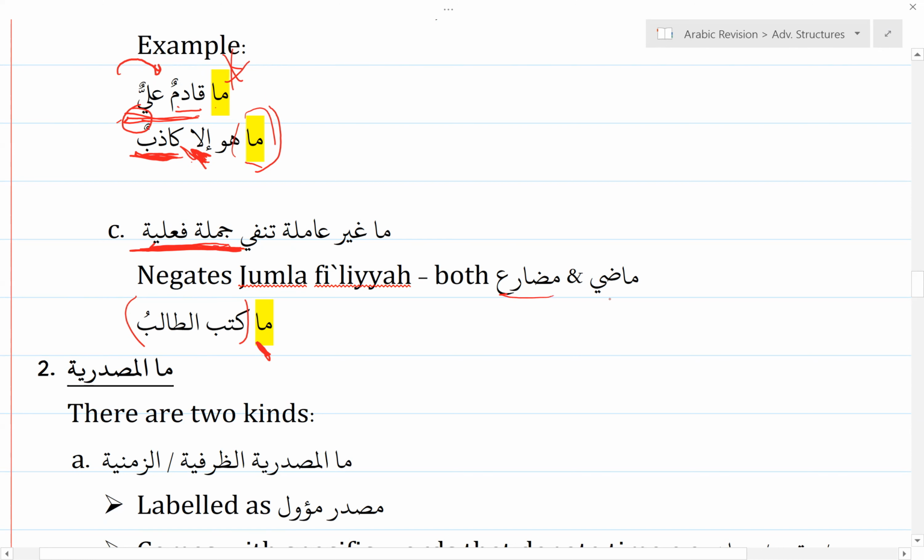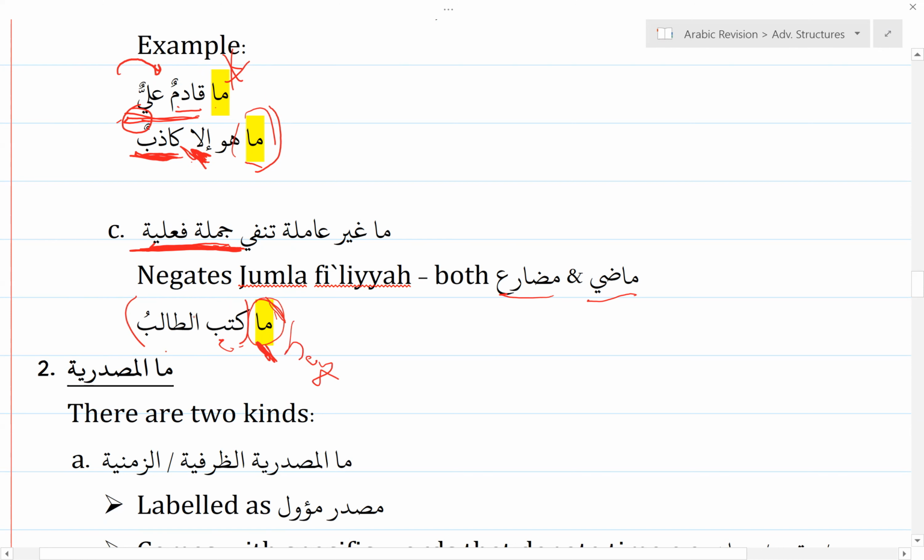Okay? And it can be both mudari and madi. It doesn't matter. So ma yaktubu, ma kataba, for example. Ma kataba talibu, the student did not write. Ma yaktubu talibu, the student is not writing. And it does nothing. It does nothing in the sentence other than negation. And of course, it's a harf.